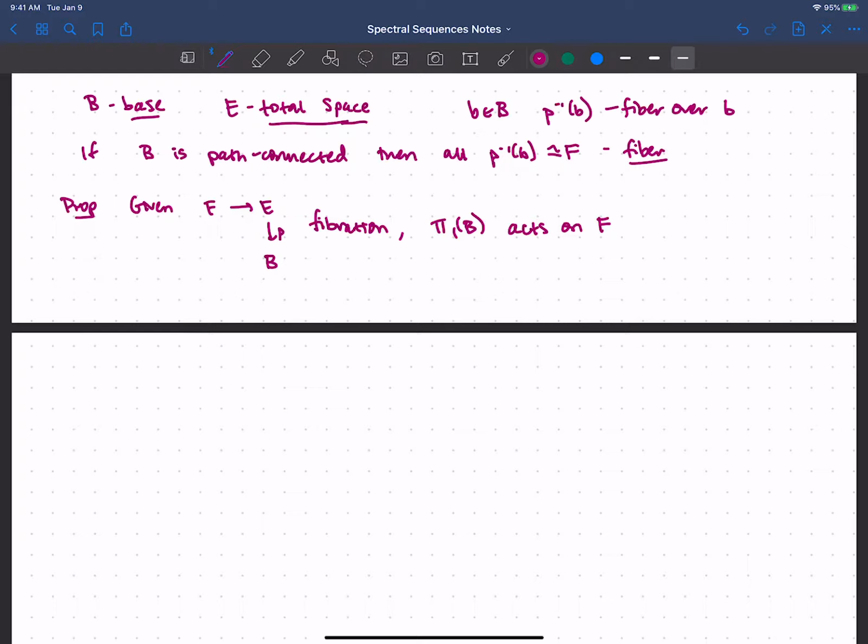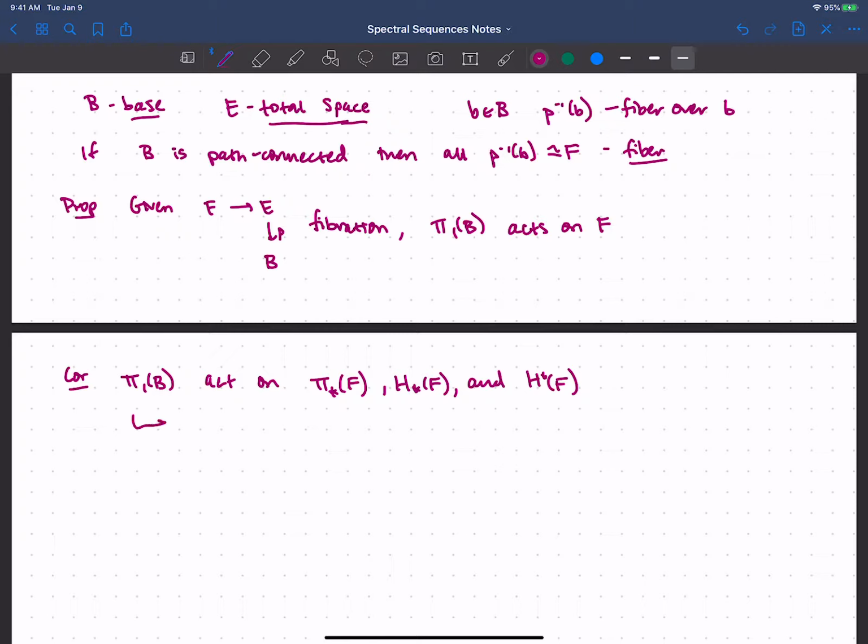Okay, so there's an action here, and an action comes up in the same way that pi 1 of some space acts on its universal cover by deck transformations. So you can look in Hatcher for more about that if you like, or if it's unfamiliar. But the upshot is that then pi 1 of B is also going to act on any homotopy invariant. So say on the homotopy of F, on the homology of F, on the cohomology of F.